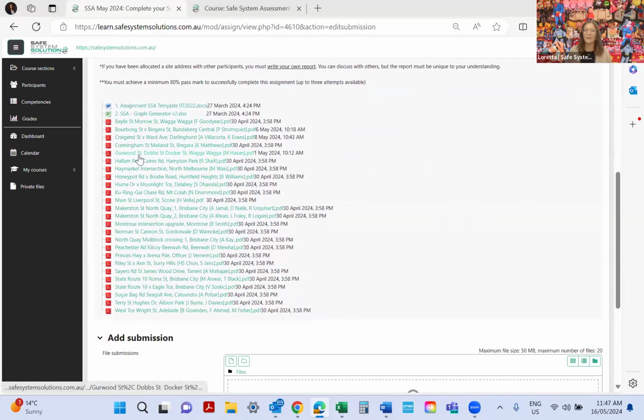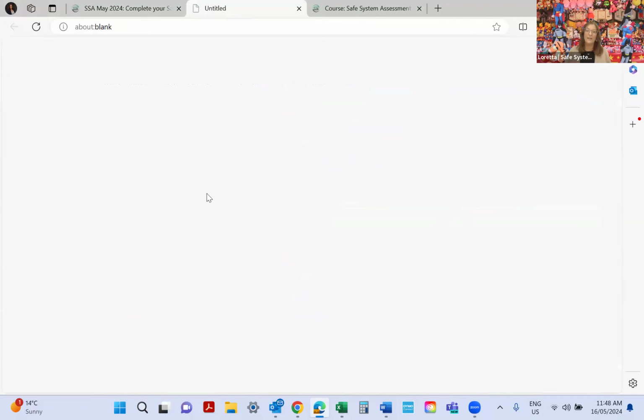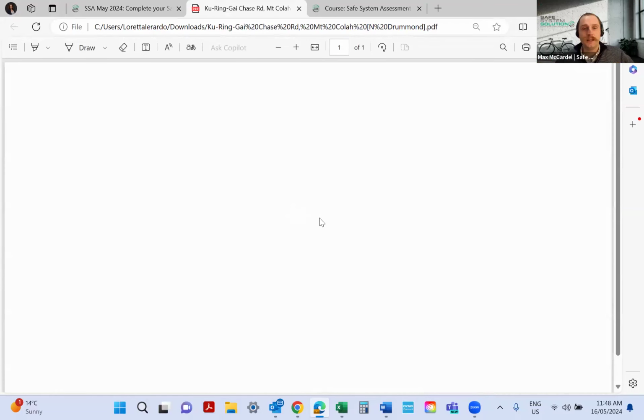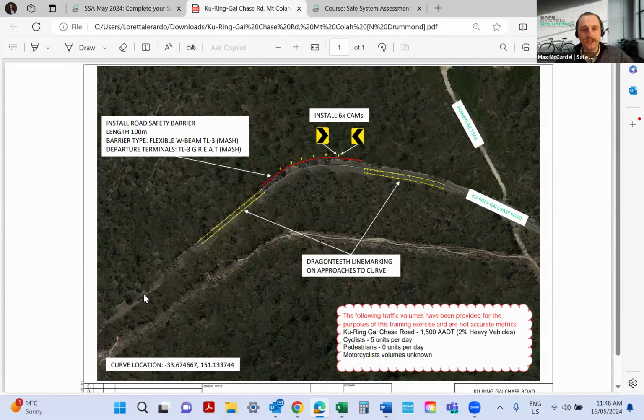Yeah, and just while it's loading, I'll point out, everyone's name, you've been allocated your site here. So if you find your name, just click on that, and that's your actual site address. That was a question that came in, I forgot to mention earlier. Good pickup. So I just picked one.